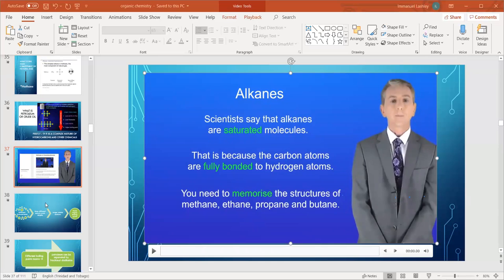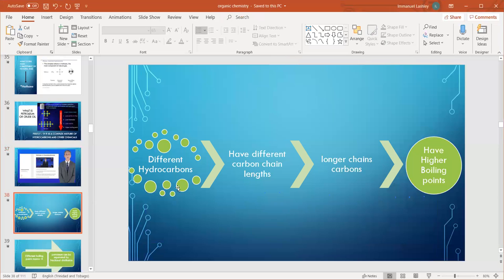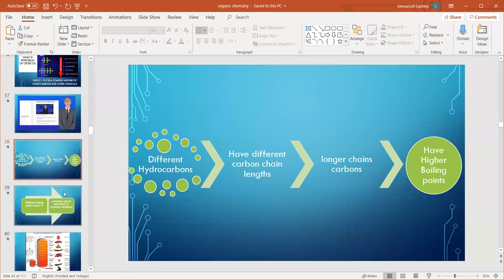All right. So far, different hydrocarbons have different carbon chain lengths, and the longer the chain of carbons is, the higher the boiling point of that hydrocarbon. So if I have something like methane, that would require less energy to be converted to a gas than if I had something like pentane. Pentane would require a lot more energy to convert to a gas because there are more carbons present inside of that compound.